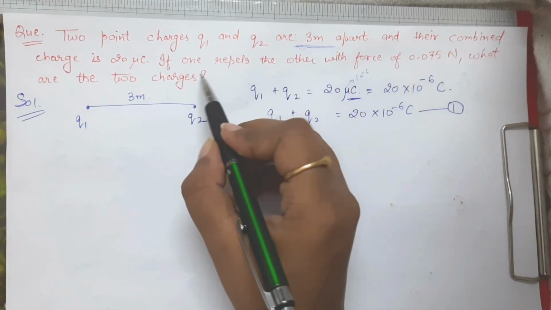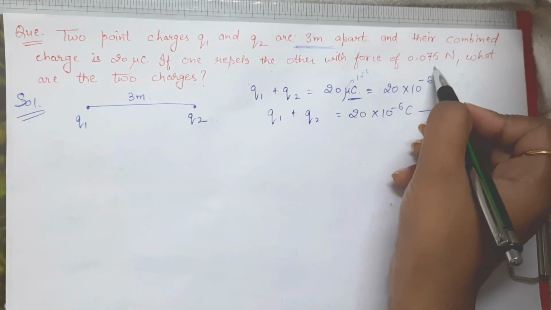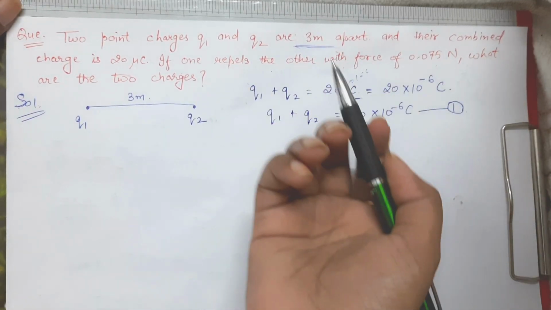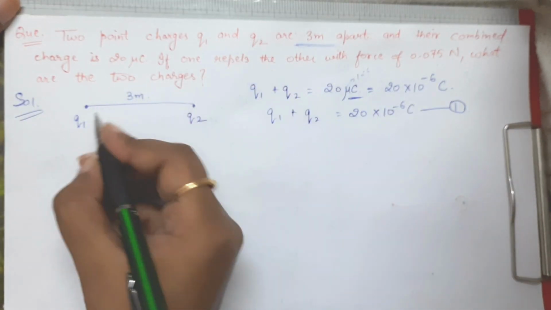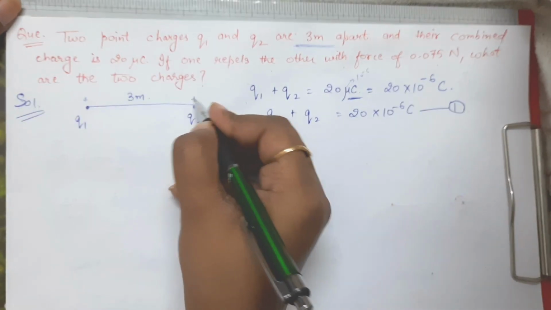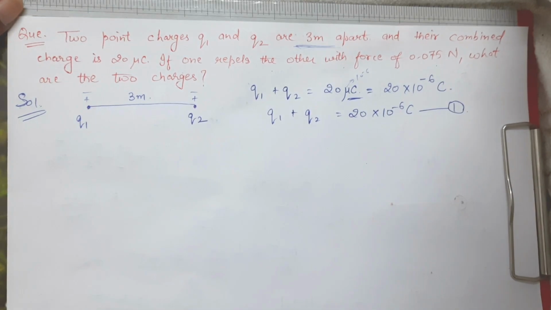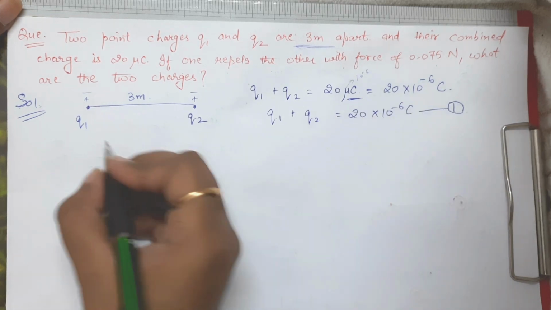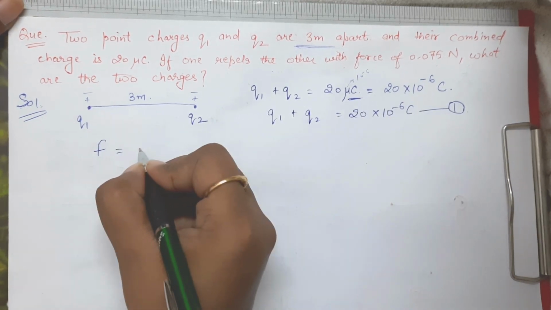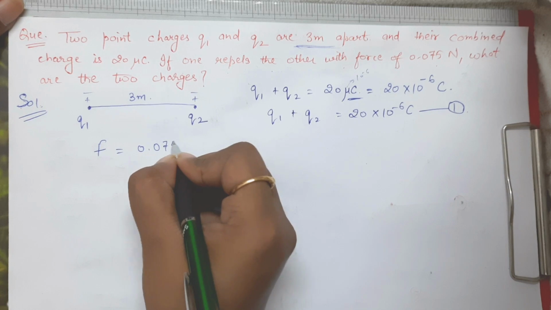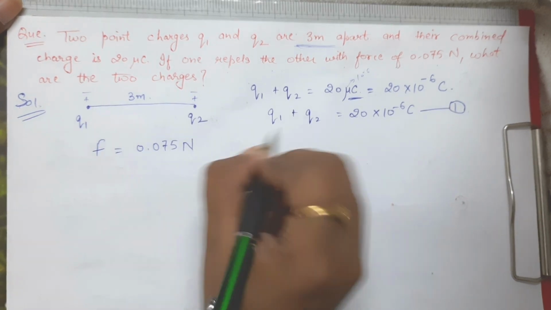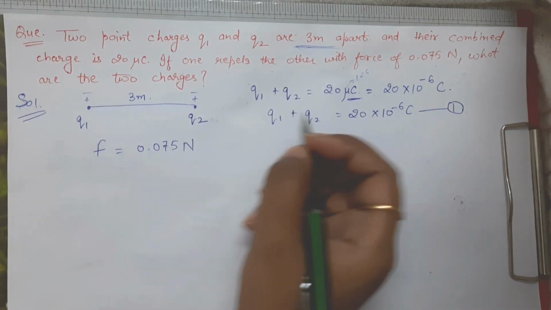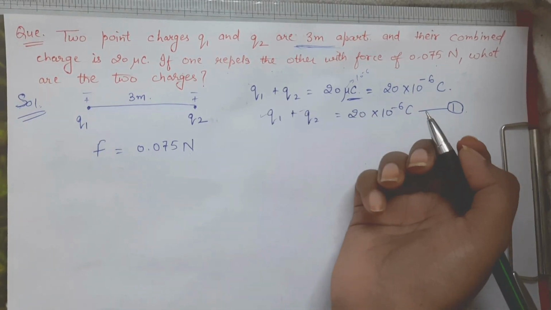Now what they're saying is if one repels the other with force of 0.075 Newton, one is repelling the other, that means both are like charges, that means either both are positive or both are negative. Now the force between them, the force of repulsion between them, that is F, that is 0.075 Newton. Force is given in Newton, that is the standard unit for force. So now what we have to do is we have to find out charges Q1 and Q2.